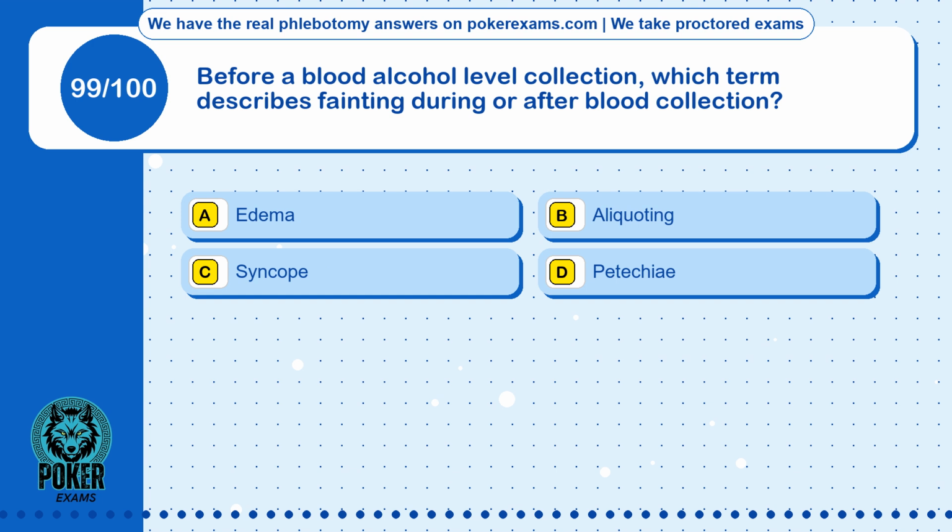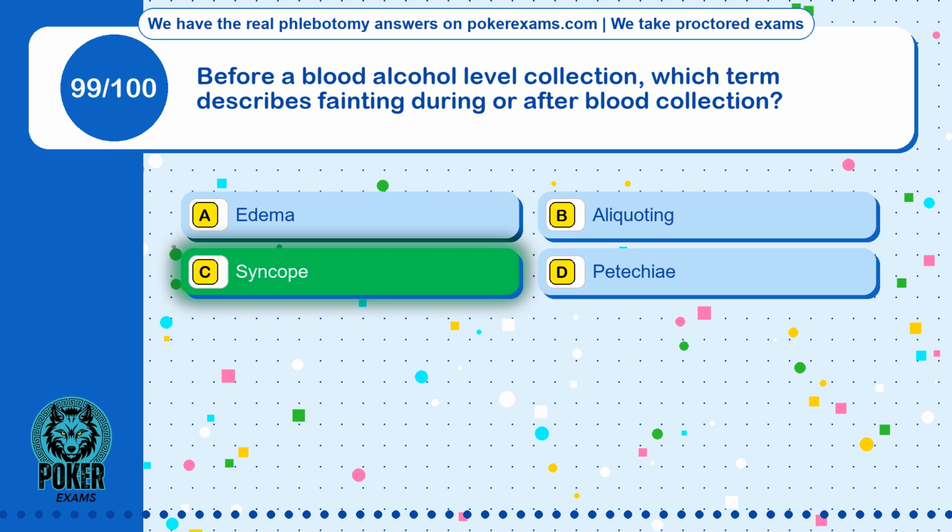Question 99. Before a blood alcohol level collection, which term describes fainting during or after blood collection? Option A. Edema. Option B. Aliquoting. Option C. Syncope. Option D. Petechiae. The correct answer is option C.